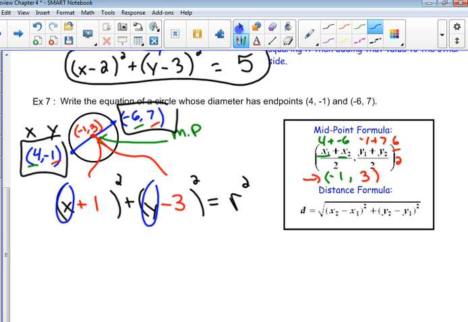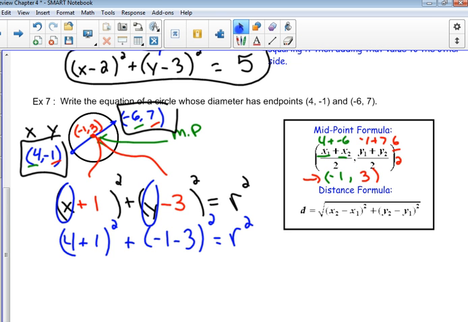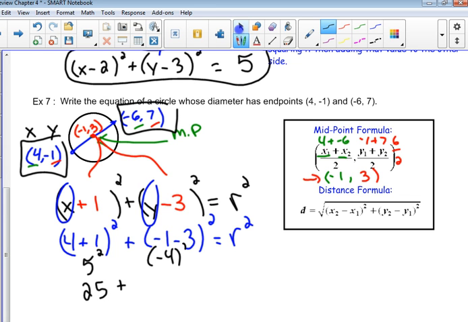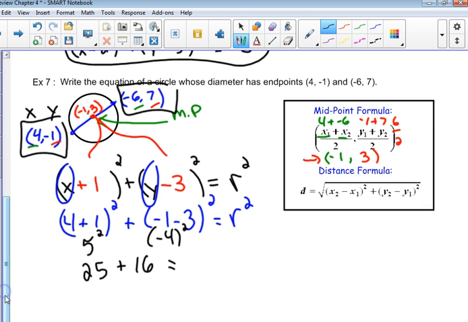So when we take our x being 4, we take (4 + 1) squared, plus the y coordinate, which is (-1 - 3) squared, and that's going to equal radius squared. So all we have to do is solve this out. This is going to give us 5 squared, which is 25, plus -4 squared, which is +16. Now if you guys add those together, what are you going to get? 41, perfect. So 41 is what r squared equals.